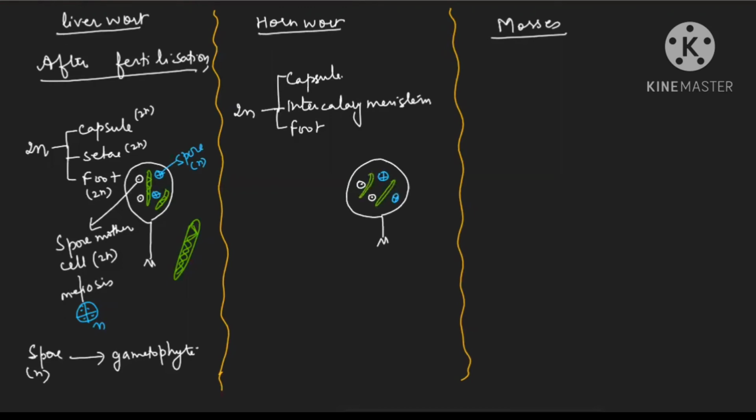So these are the pseudo-elaters, and these were elaters. So you have to just remember that in case of liverwort, elaters help in the dispersal of the spores, and in case of hornwort, it is pseudo-elaters which help in the dispersal of the spores.